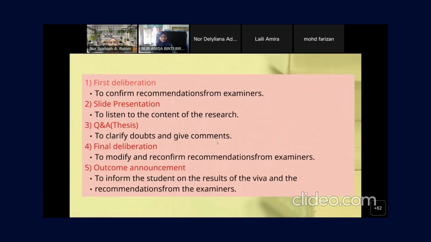Like what I have mentioned to you just now, in the first deliberations the examiners will actually have the result for you. You will have two examiners, internal and external. For example, the first examiner will give you 1 to 3 months corrections. The second examiner will give you 3 to 6 months corrections. Correct? So they are having a contradictory result, isn't it?